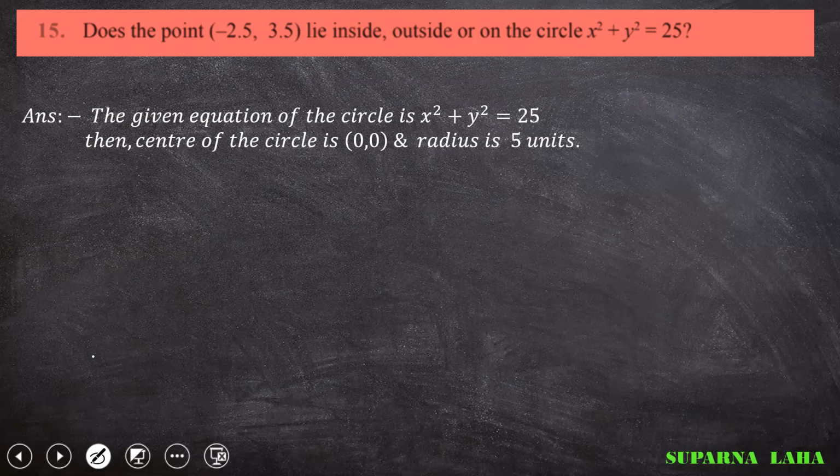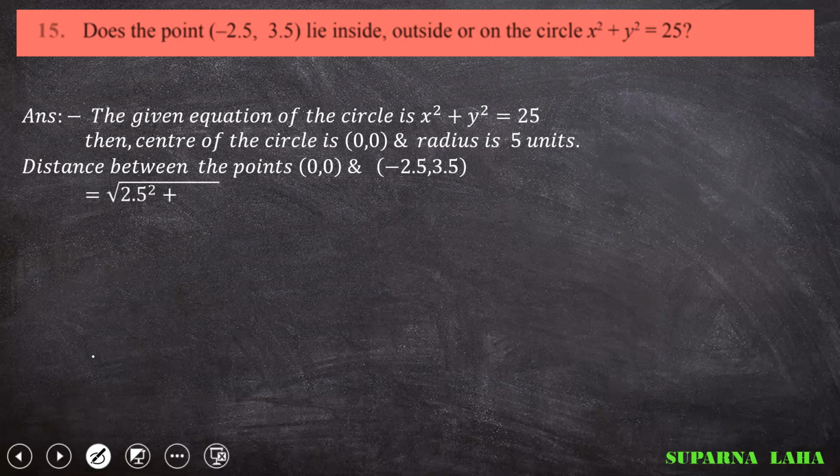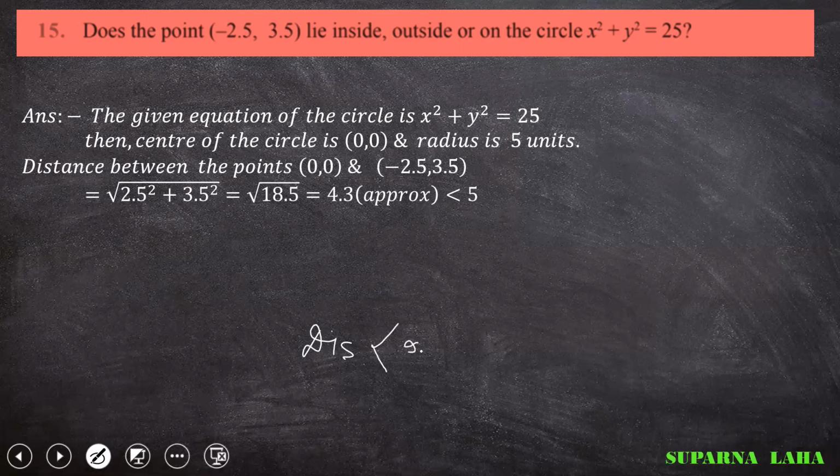Now what is the distance between the given point and the center? That is (0, 0) and (minus 2.5, 3.5). So if we find the distance of this, that is approximately 4.3, which is less than 5. Now if this distance is less than the radius, that means this point lies inside.